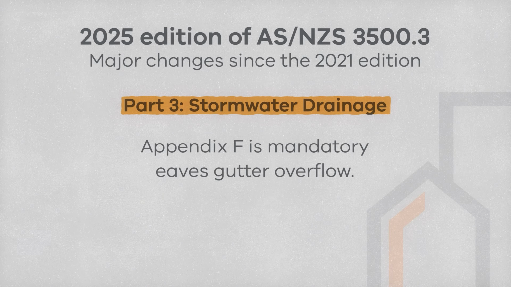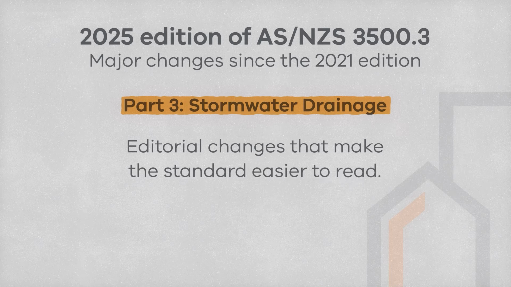Importantly, Appendix F is now mandatory. It specifies EVA's gutter overflow requirements for roof catchment up to 400 square meters. Finally, there are editorial tidy-ups to make the standard easier to read, while the technical intent stays the same. Now let's dive into the detail.